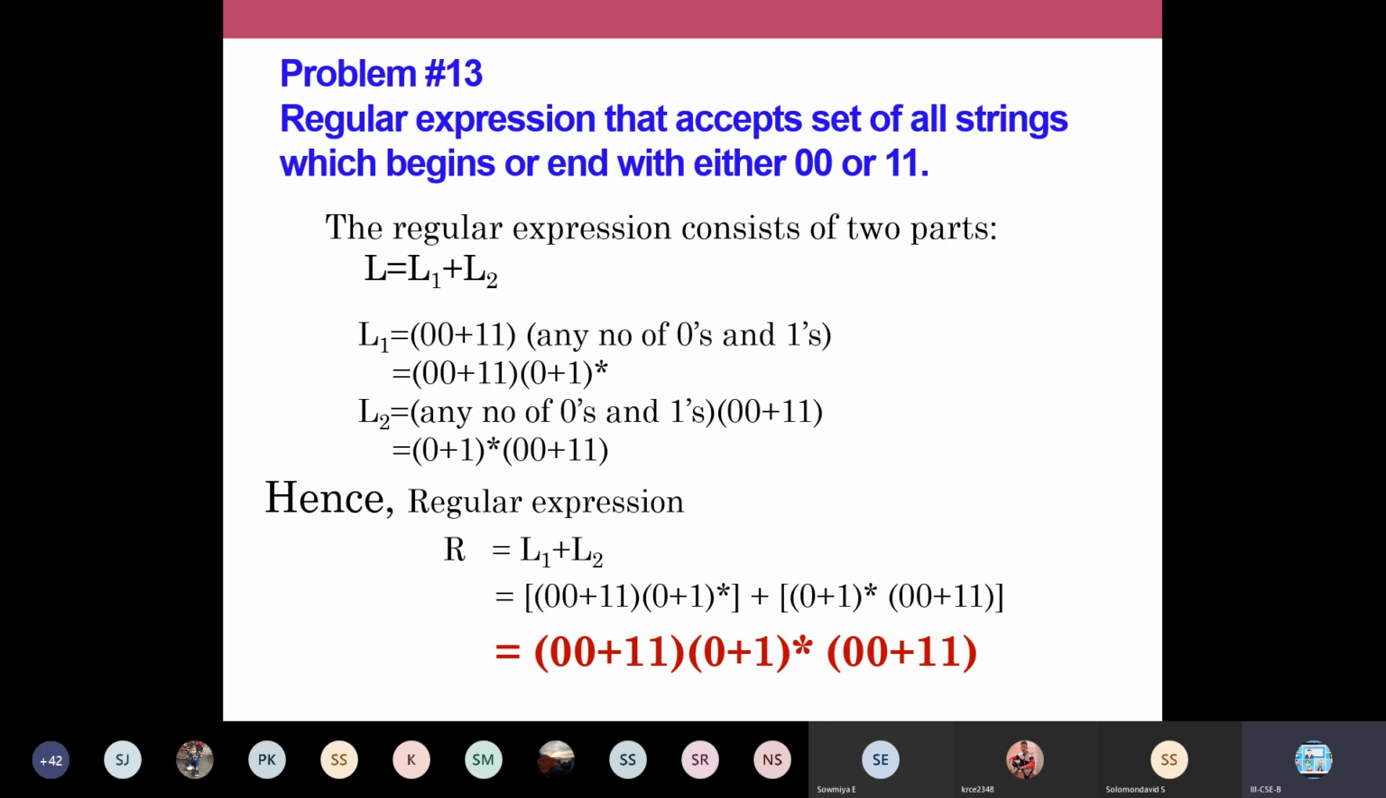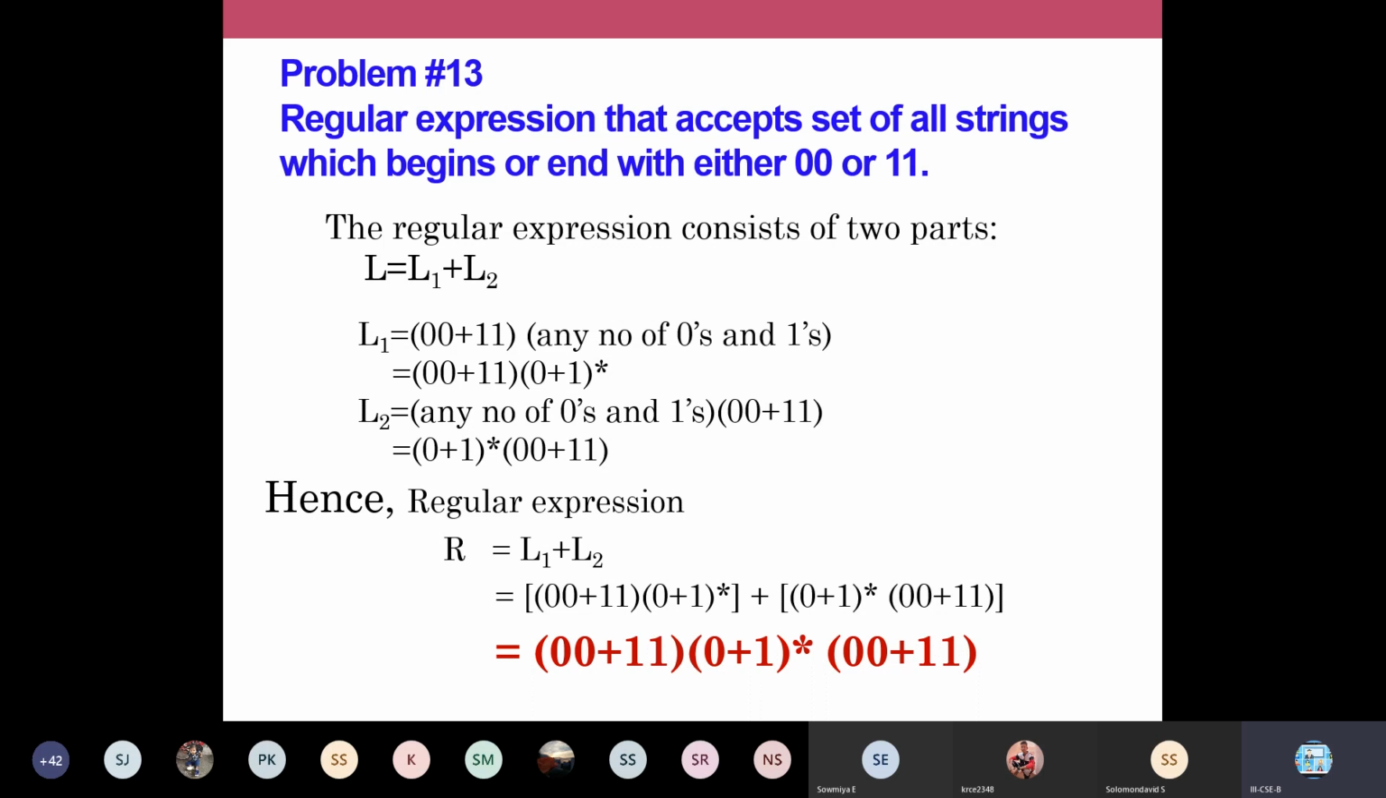Similarly, your L2 will be written as: your ending will be 00 or 11. So if the ending is 00 or 11, the first part of your string is going to be all combinations of zeros and ones. So for that you write (0+1)*. Okay, you write this in your notebook. I'll give some time. Write this in your notebook.